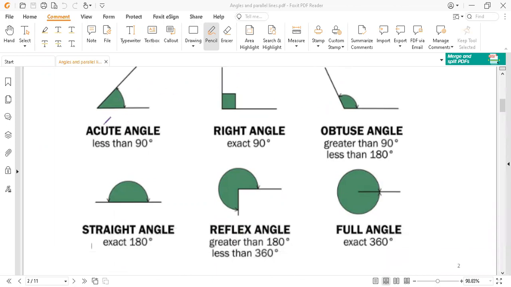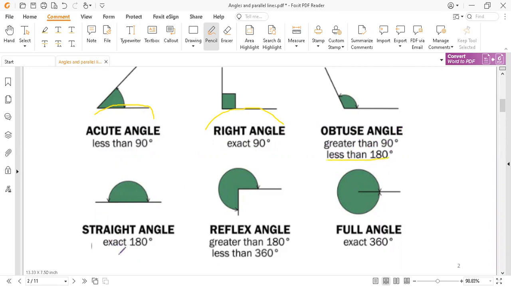So we should know that we have an acute angle. By acute angle, we mean any angle less than 90 degrees. The right angle is exactly equal to 90 degrees as a measure. The obtuse angle is any angle greater than 90 but less than 180.